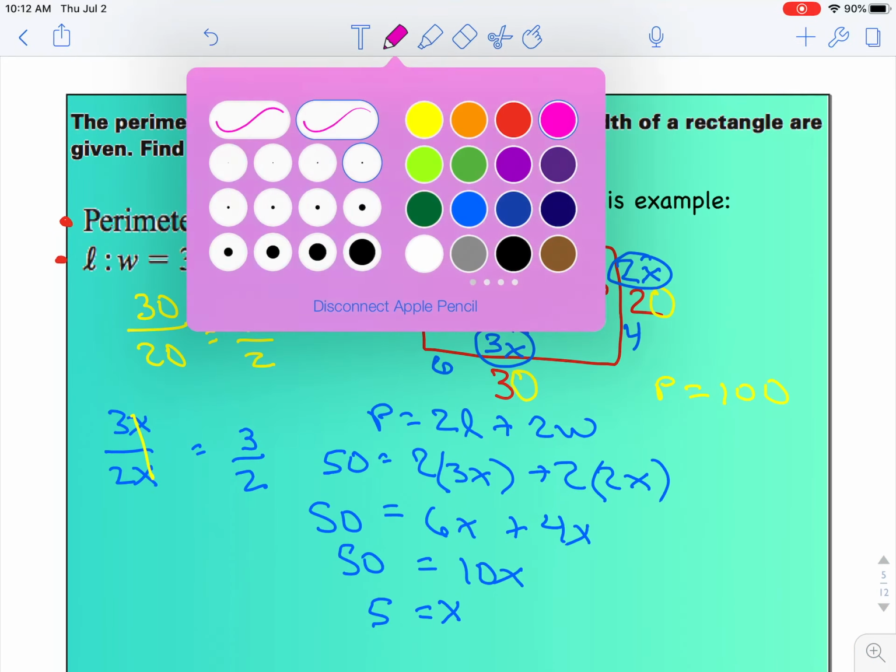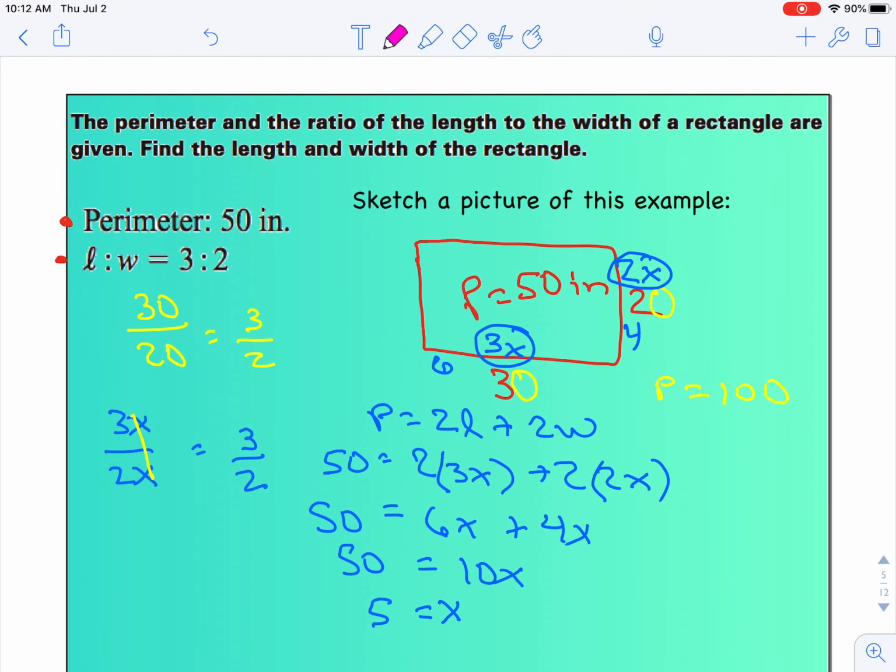So then what that means is this is 2 times 5, which is equal to 10, and this is going to be 3 times 5, which is equal to 15. So my length is equal to 15, and my width is equal to 10. So that's how we use this with geometry, the ratios.